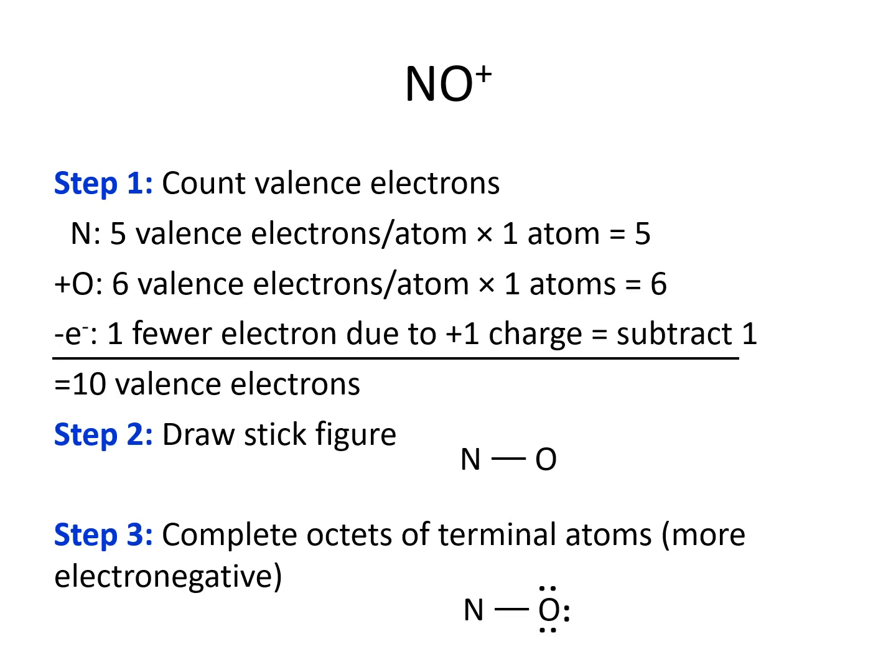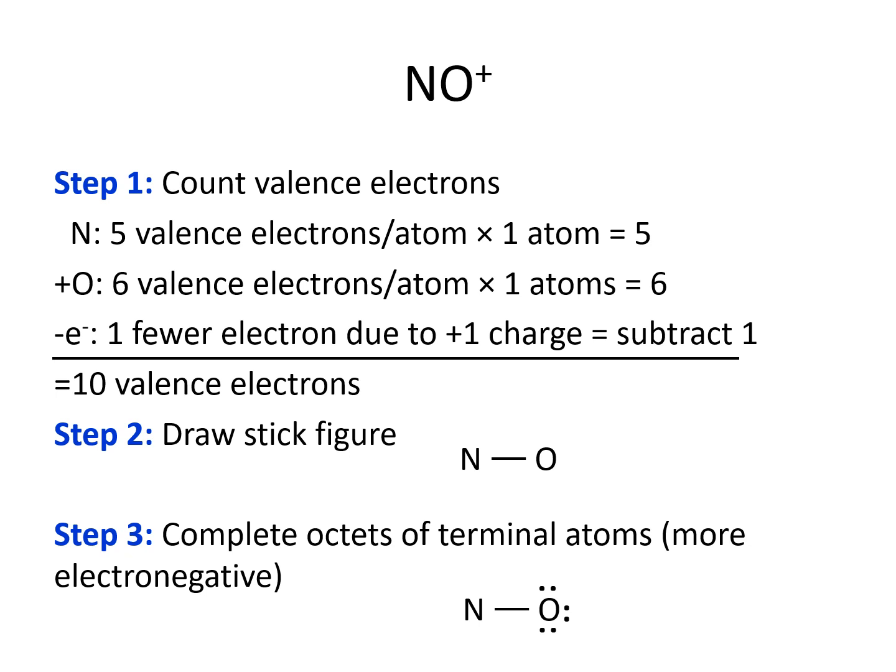Let's do a positive ion, NO+. Step 1. We count the valence electrons. Nitrogen gives us 5 and oxygen gives us 6, so that would be 11 electrons. However, the ion has a +1 charge, so it has lost an electron. That means we really only have 10 electrons to work with. Step 2. Draw the stick figure. We connect nitrogen and oxygen with a single bond.